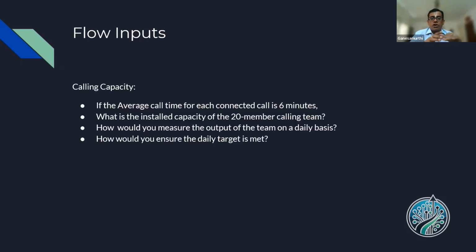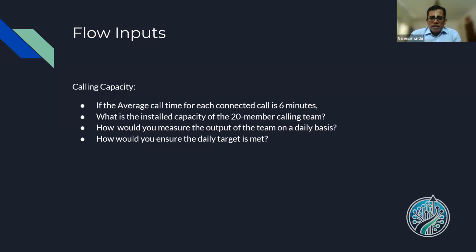So the average call time for each connected call in this case was 6 minutes once it gets connected, and we had an auto dialer. So 6 minutes is what it takes. Can we roughly calculate how many calls a 20-member calling team working 8 hours should do?